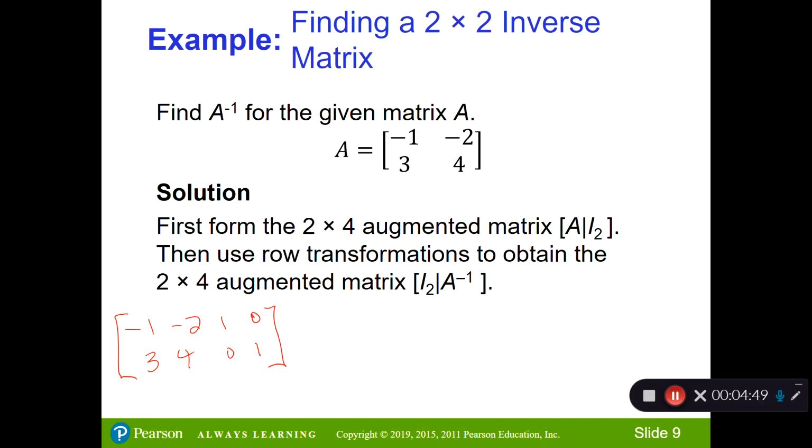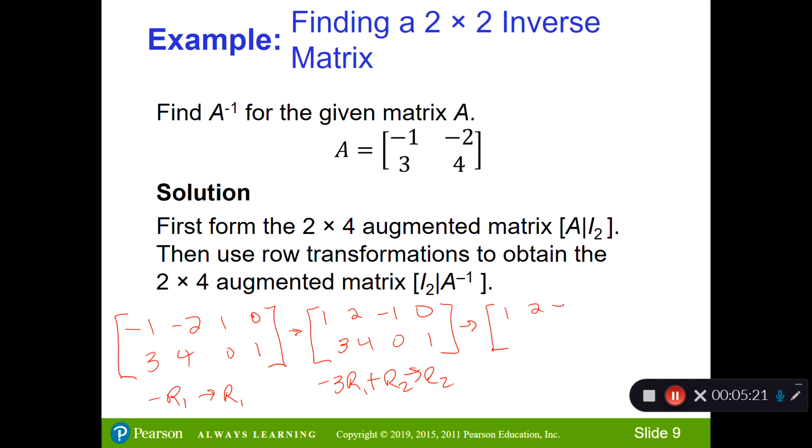So the first thing I can do is multiply negative 1 times row 1 and put it back where row 1 is, and that'll give me a positive 1 here. So that would go to positive 1, positive 2, negative 1, 0, 3, 4, 0, 1. Now I need a 0 here, so I'm going to do negative 3 times row 1 plus row 2 and put it back where row 2 is. This first row stays the same, but negative 3 added to 3 is a 0. Negative 6 added to 4 is a negative 2.